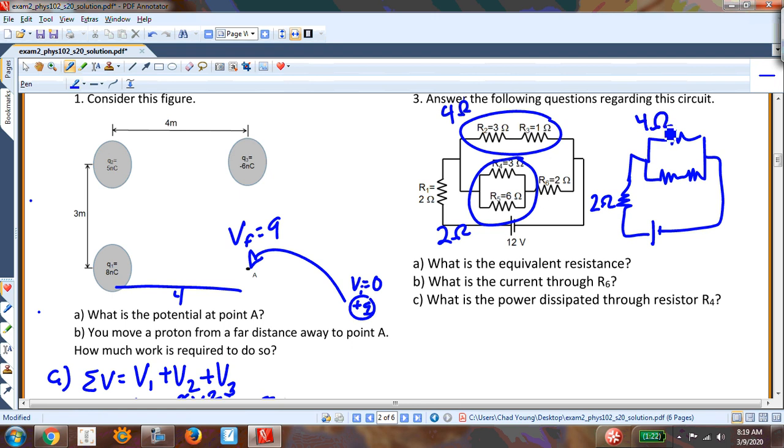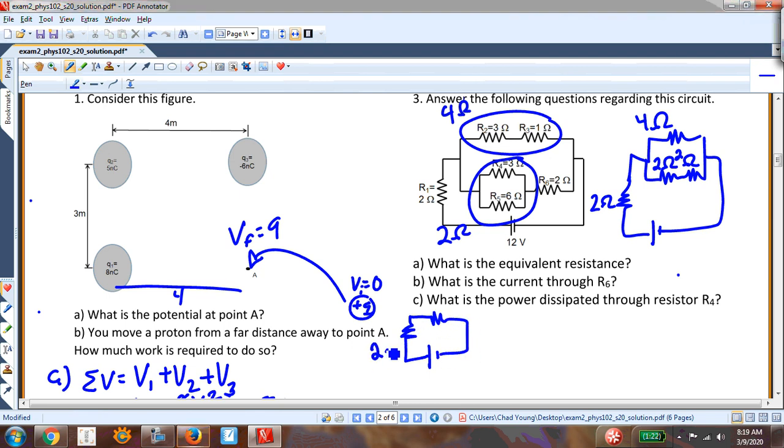That's 4 ohms, 2 ohms, and 2 ohms. That's 2 ohms. And then the 2 ohms give me 4. These two combine to be 4, and then 4 ohms gives me 4, and 4 in parallel is equivalent to 2 ohms. And so the equivalent resistance is 4 ohms.